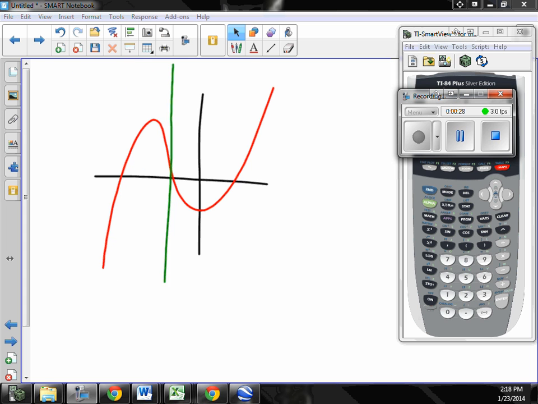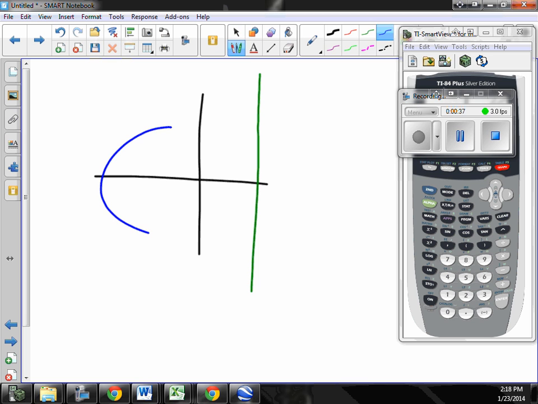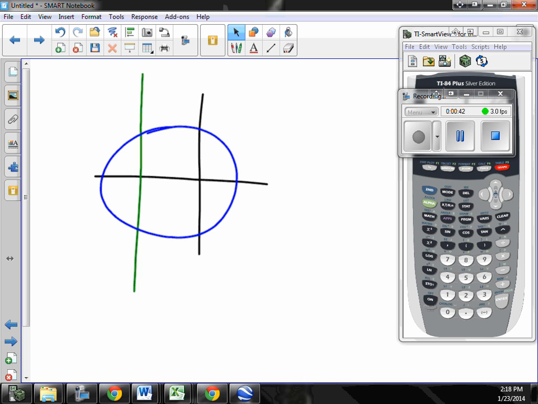So if you look at that, every one of those is only hit once. If I were to graph, say, a circle, then that is not a function because the vertical line hits twice.